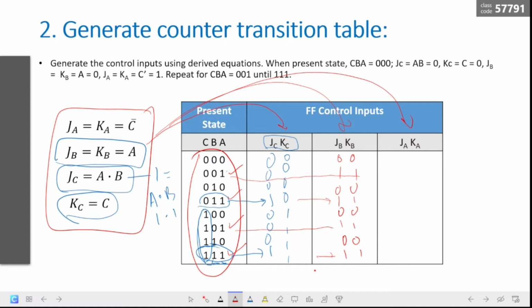And finally, JA and KA are equal to C bar. So wherever in the present state C is 0, both JA and KA are 1. 1, 1, 1, 1 here, and the rest is 0. All right, so that is the control input condition for our present state.